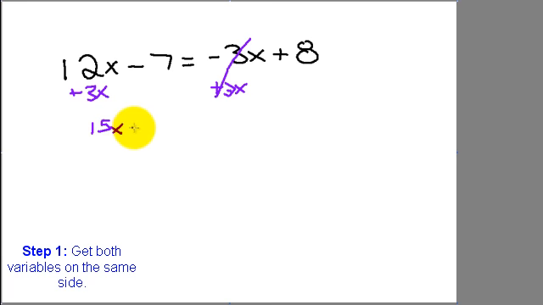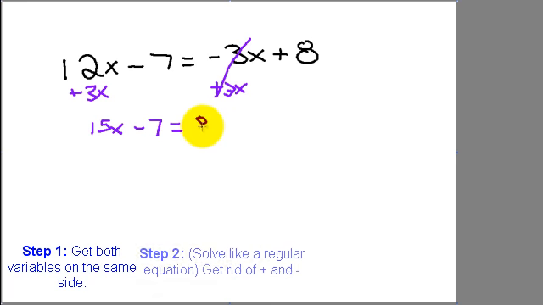I still have that minus 7 I haven't done anything with yet. Equals, and all I have left on this other side is 8. Alright, so now this looks just like our equations that we know how to solve normally with one variable. So what we're going to do here is get rid of whatever's added or subtracted first, which is this negative 7. So in order to do that, I will add 7 to both sides.